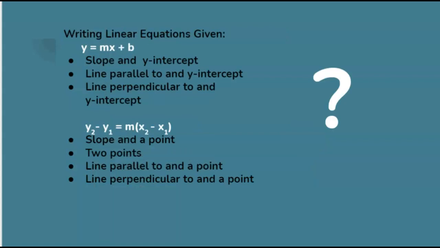Okay, so the next thing I want to talk just a little bit about is writing linear equations. What happens if you're given these different things? So obviously if you're given slope and the y-intercept, slope-intercept is the easiest form to go into. If you're given a line parallel to and the y-intercept, definitely the easiest form, and so forth, line perpendicular. So I'm not going to question these at all. I think slope-intercept is the best form to go into.